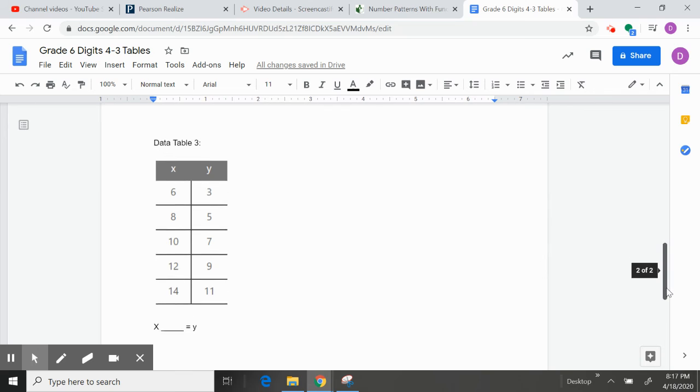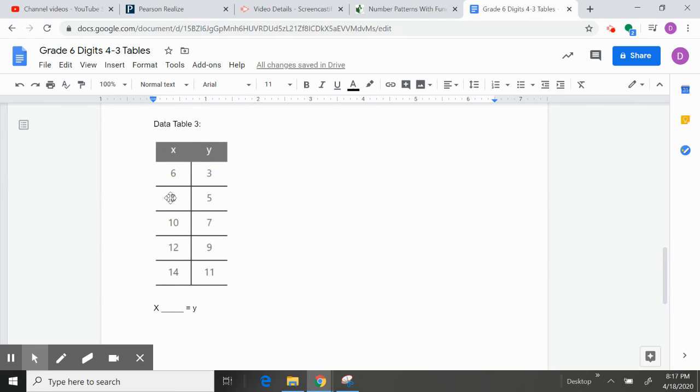Well, here's a little bit different because the numbers are not increasing. They are decreasing. So decrease means either subtract or divide. So let's see. Can we do a subtract to get from 6 to 3? 6 minus what gives me 3? 6 minus 3 gives me 3.